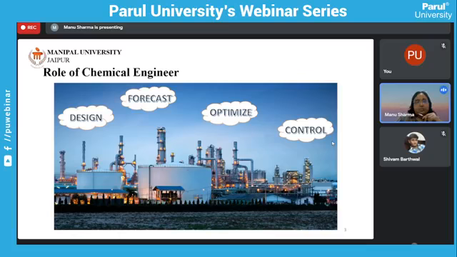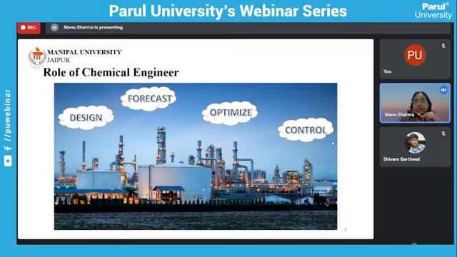The third major role played by a chemical engineer here is optimization. We all know that at the end, money matters. So the role of a chemical engineer again here is to maximize the production of an industry, maintaining the quality and minimizing the investment, minimizing the maintenance, minimizing the capital cost and the operating cost.